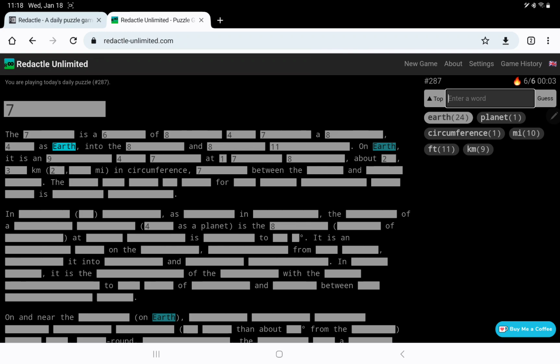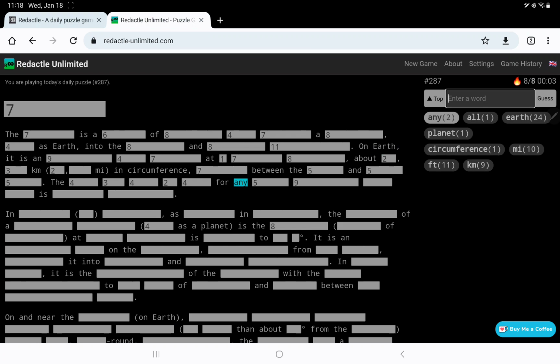So is this some general thing? Very confusing. 7 between the 5 and 5. The 4, 3, 4, 2, 4. For all. For any. Is this anything to do with orbit? We do have two orbits. Let me look at the Earth's.